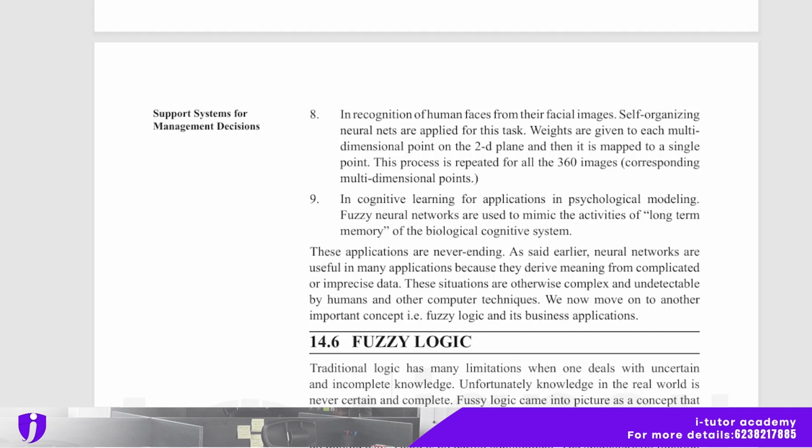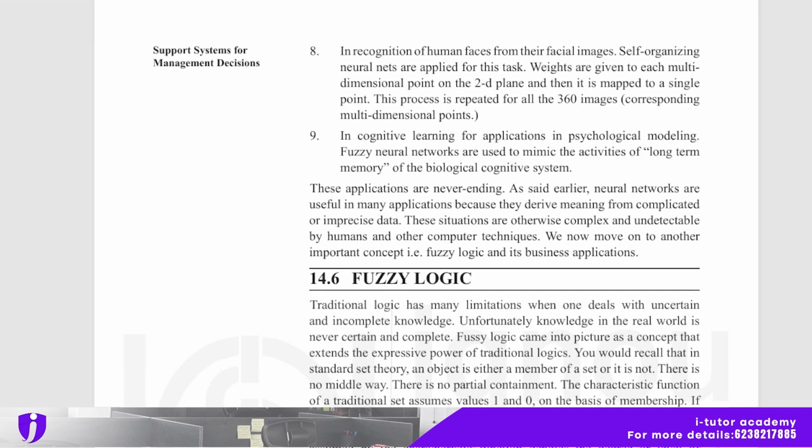And in cognitive learning for application in psychological modeling, fuzzy neural networks are used to mimic the activities of long term memory of the biological cognitive system. These applications are never ending. As said earlier, neural networks are useful in many applications because they derive meaning from complicated or imprecise data. These situations are otherwise complex and undetectable by humans and other computer techniques.